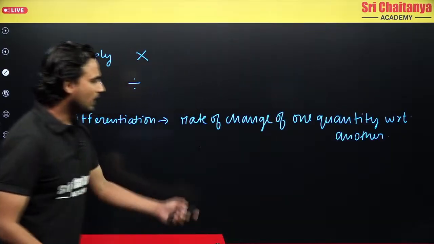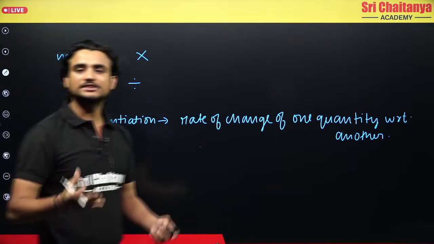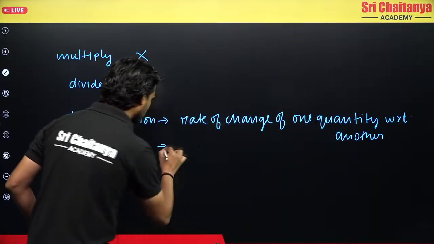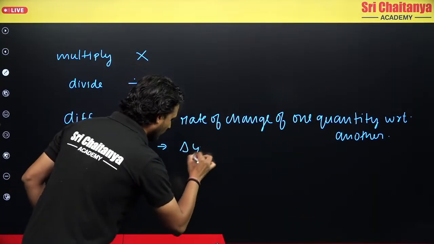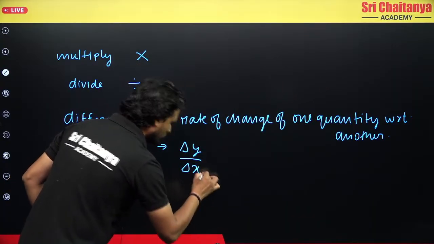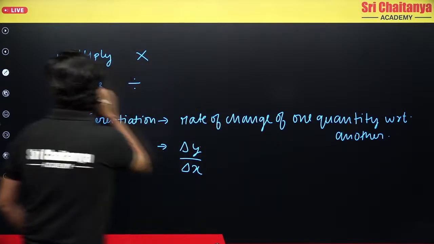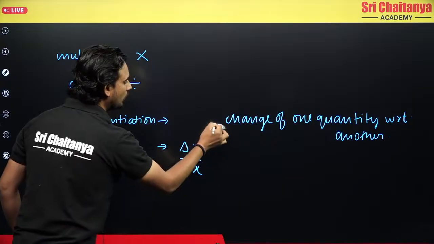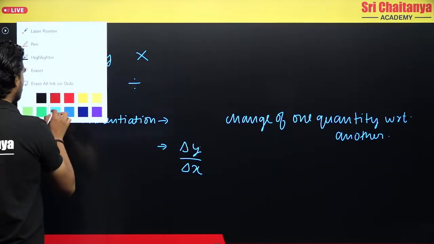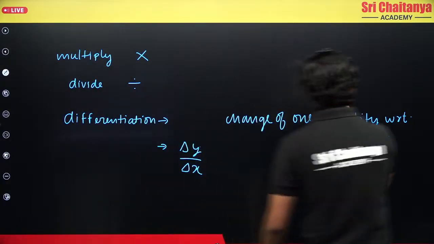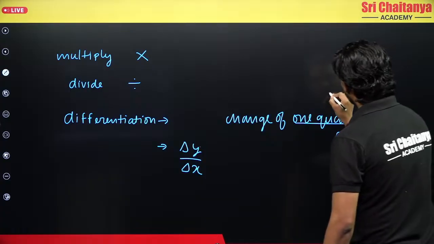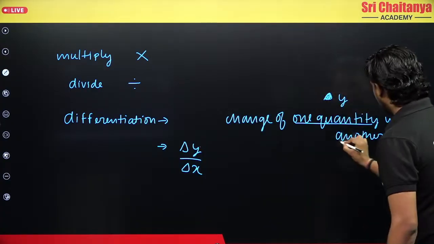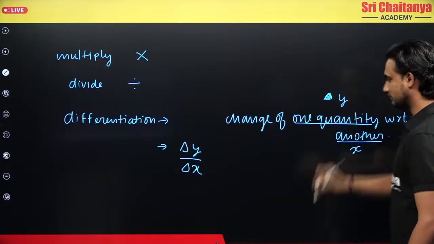Okay, so now when the change is small, what is differentiation? I can say delta y upon delta x. Not necessarily rate of change, I can say only change of one quantity with respect to another. Let's say the first quantity you are talking about is delta y, the quantity is y here, and the other quantity is x, right?